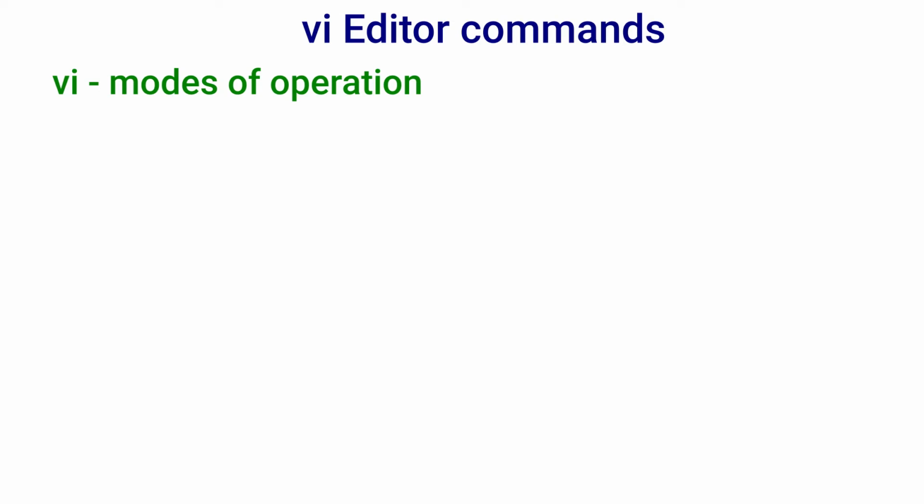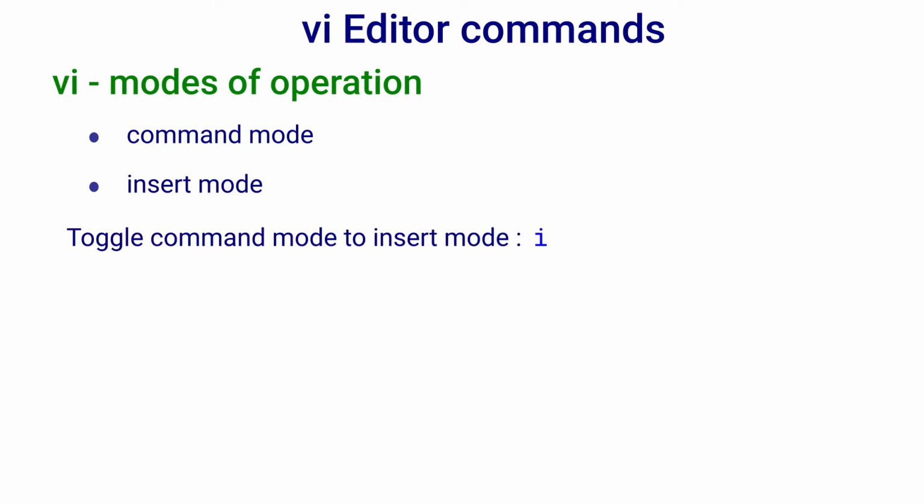VI modes of operation. Now we come to one of the two main concepts of VI, modes of operation. VI has two modes of operation. When you start VI, it is in the command mode of operation. You can give commands to VI to do certain operations, but you cannot insert text. For that, you have to toggle the mode of operation from command to insert, and the command to do that is lowercase I. Once you type lowercase I, the editor goes into the insert mode.